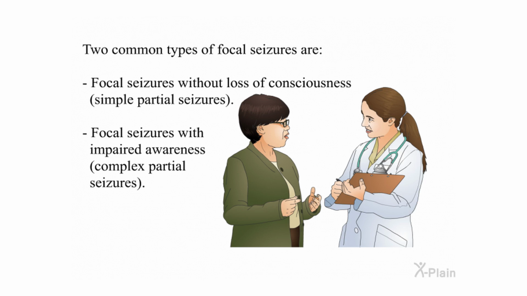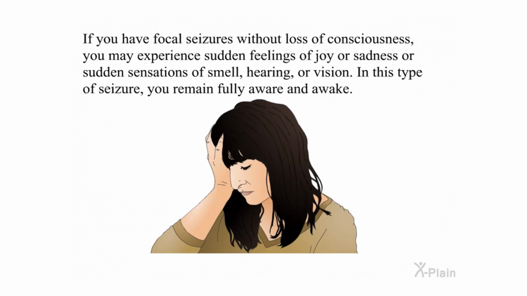Two common types of focal seizures are focal seizures without loss of consciousness, simple partial seizures; and focal seizures with impaired awareness, complex partial seizures. If you have focal seizures without loss of consciousness, you may experience sudden feelings of joy or sadness, or sudden sensations of smell, hearing, or vision. In this type of seizure, you remain fully aware and awake.